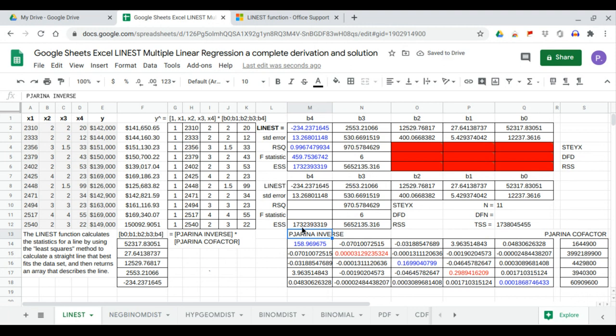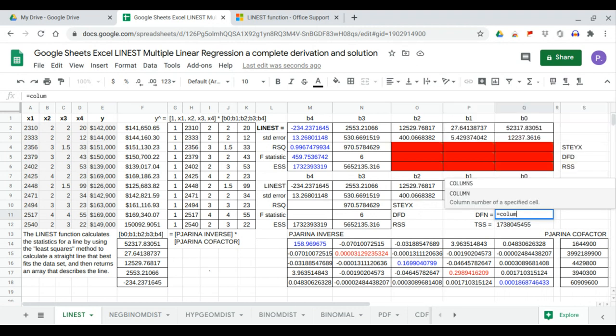And 1.732 billion, this matches our LINEST output. Then we calculate the F statistic, which is the regression sum of squares divided by the degrees of freedom of the numerator, all over sey squared. So we have to calculate the degrees of freedom of the numerator, which is the columns of the x values. And this is equal to 4 because we have 4 x values: x1, x2, x3, and x4.